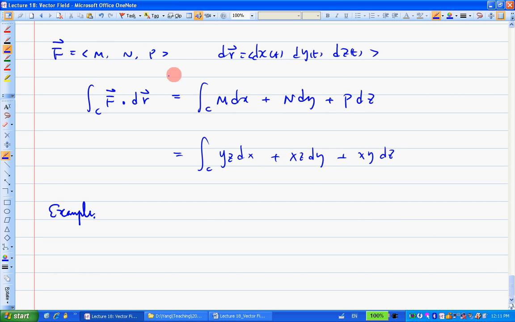So I'm going to use this formula to do the calculation, all right? And we'll try a 2D vector field. Okay. So this is the vector. And this is the parametric equation for the curve C. And to calculate the line integral.